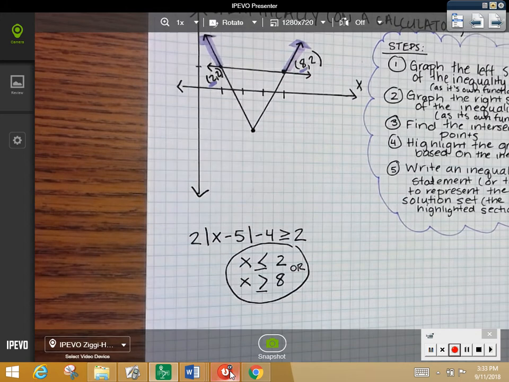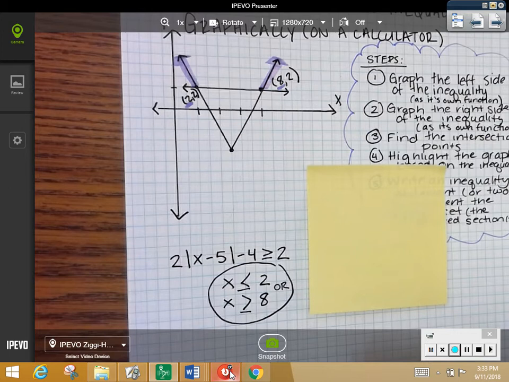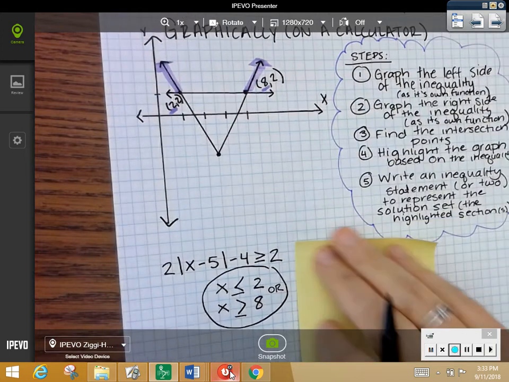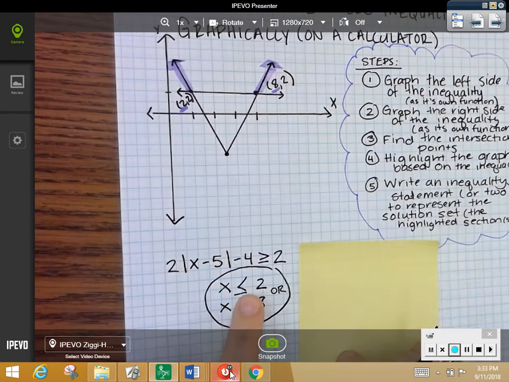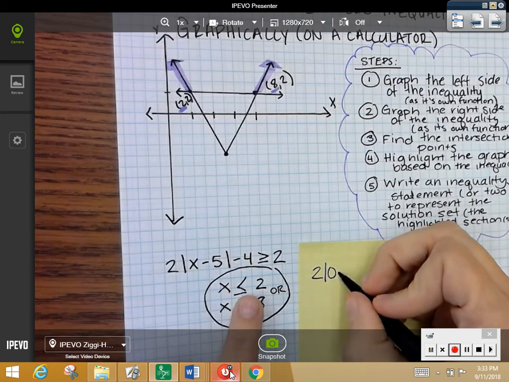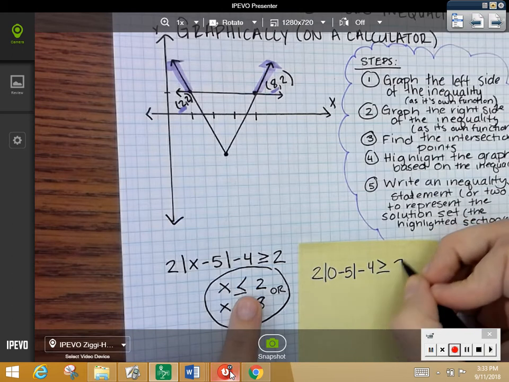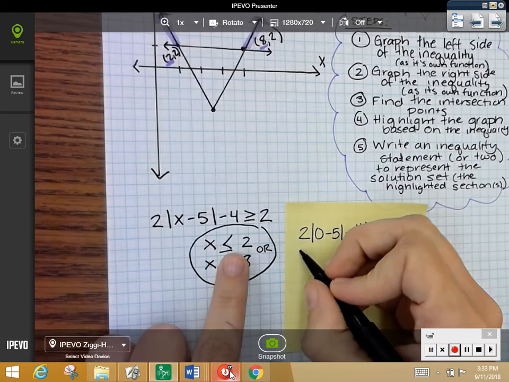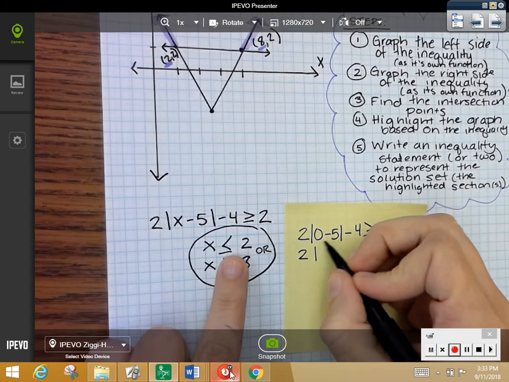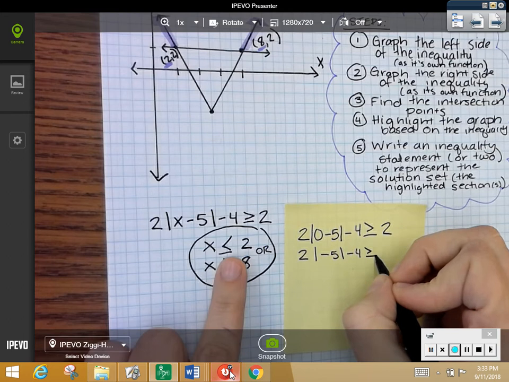And so I can pick any point less than or equal to 2 or greater than or equal to 8 to go ahead and check this in my question. So let's go ahead and do that. So a number less than 2 would be 0, so let's go ahead and plug that in. 2 times the absolute value of 0 minus 5 minus 4 is greater than or equal to 2. So if I go ahead and simplify this, 2 times the absolute value of 0 minus 5 is negative 5, minus 4 is greater than or equal to 2.